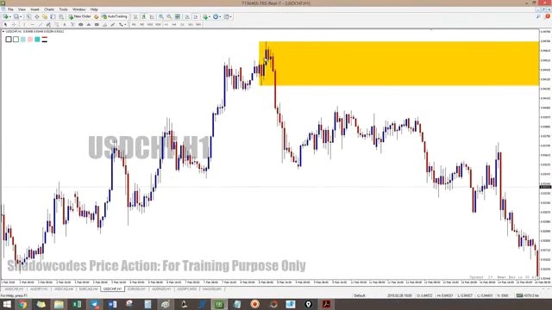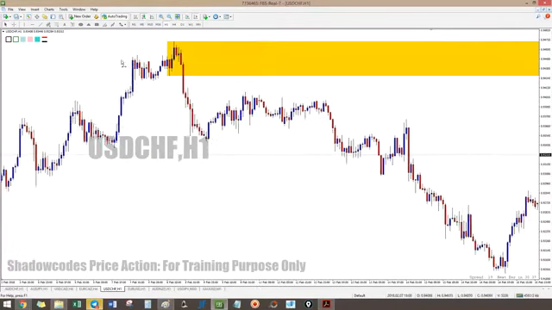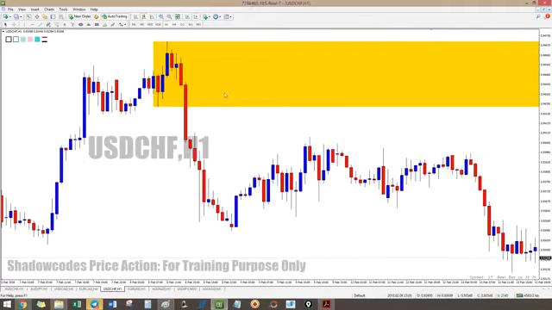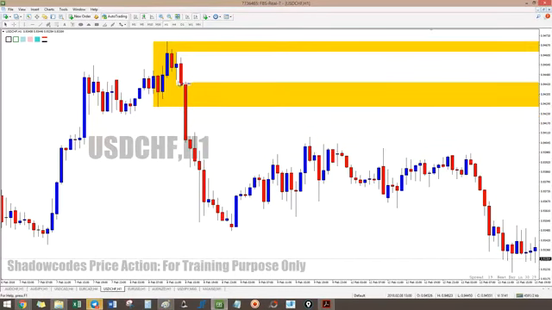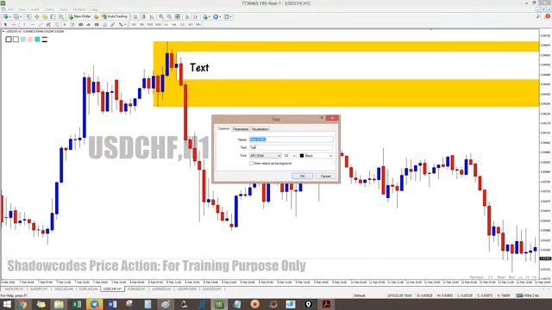Okay. So you see this? You see this clean break? You see this clean break? Okay, you take it like this, and then you mark this as H1 clean break.